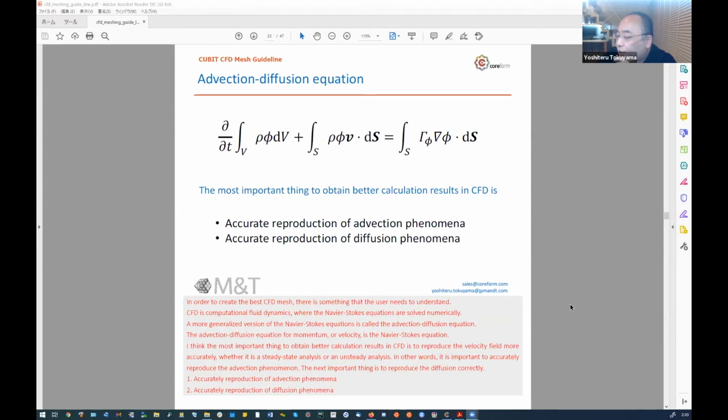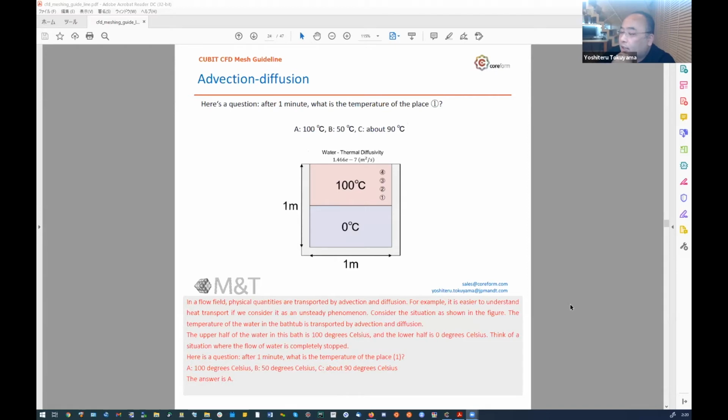Whether it is a steady state analysis or an unsteady analysis. In other words, it is important to accurately reproduce the advection phenomena. The next important thing is to reproduce the diffusion correctly. In a flow field, physical quantities are transported by advection and diffusion. For example, it is easier to understand heat transport if we consider it as an unsteady phenomenon.